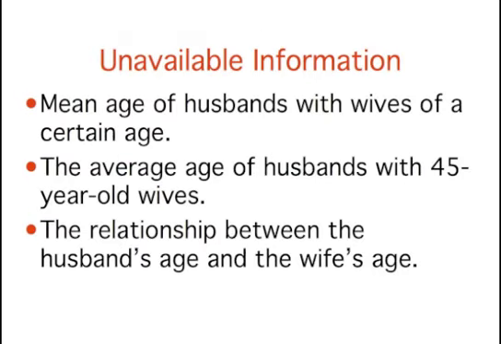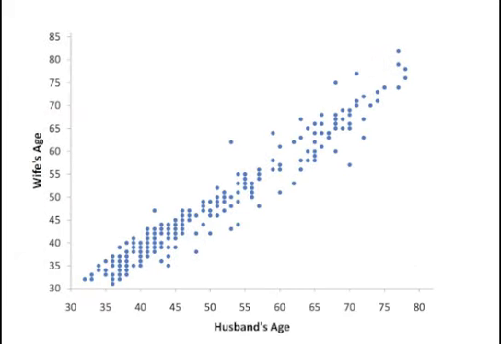Another example of information not available from the separate descriptions of husbands and wives' ages is the mean age of husbands with wives of a certain age. For instance, what is the average age of husbands with 45-year-old wives? Finally, we do not know the relationship between the husband's age and the wife's age. We can learn much more by displaying the bivariate data in a graphical form that maintains the pairing.